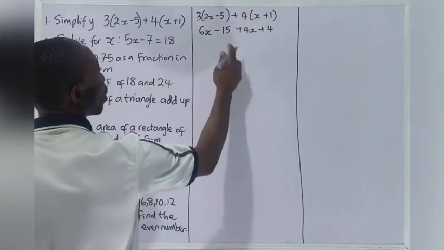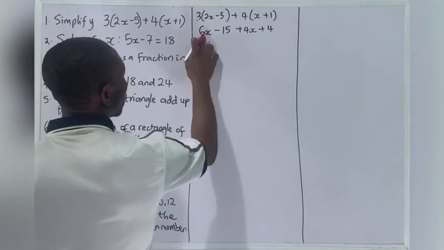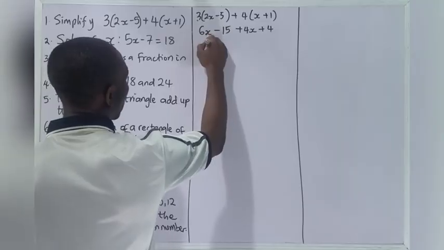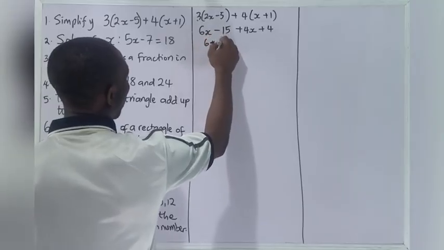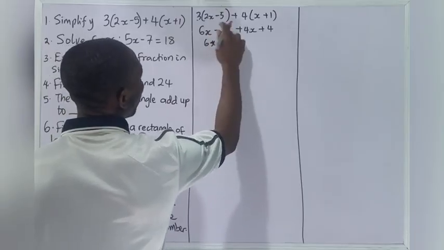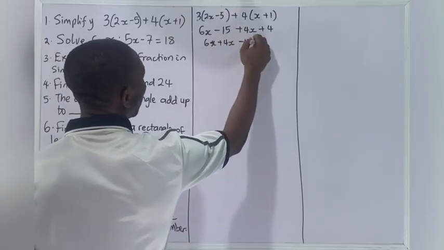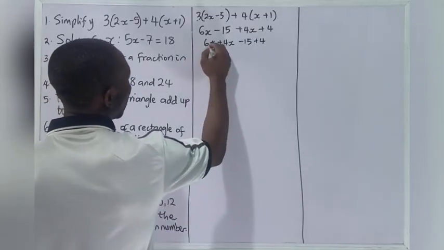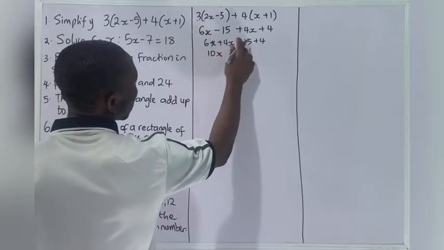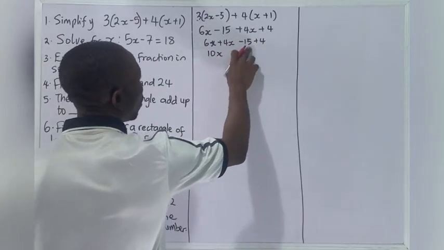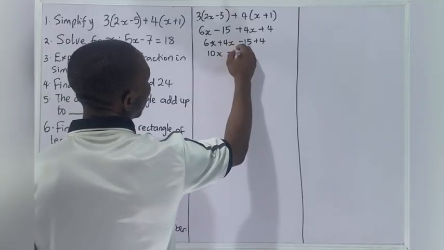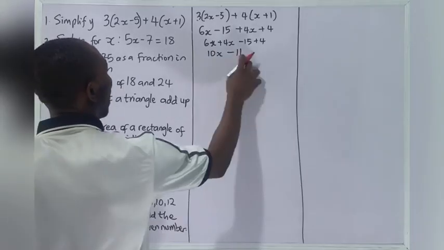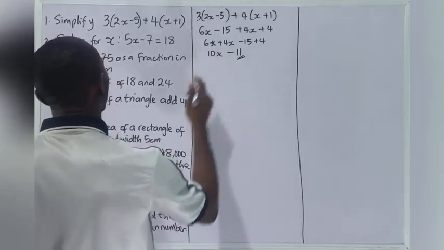Okay, so now we collect like terms. 6x and 4x will come together since they have x, so that becomes 6x plus 4x. Now minus 15 plus 4. So this gives us 10x, and minus 15 plus 4 would give us minus 11. So our answer will become 10x minus 11.